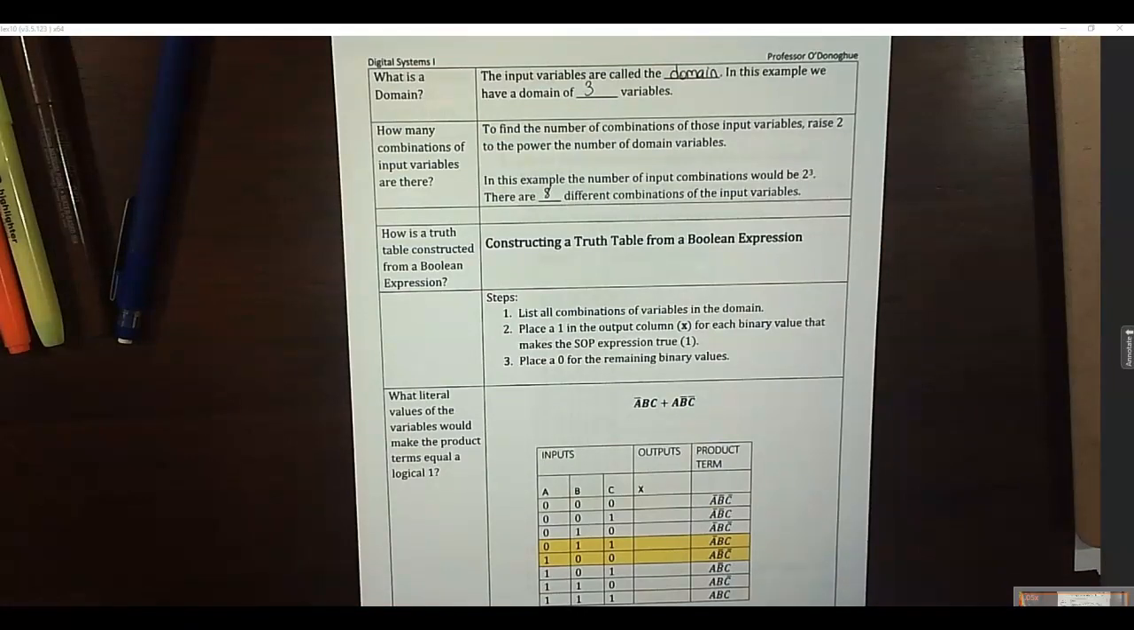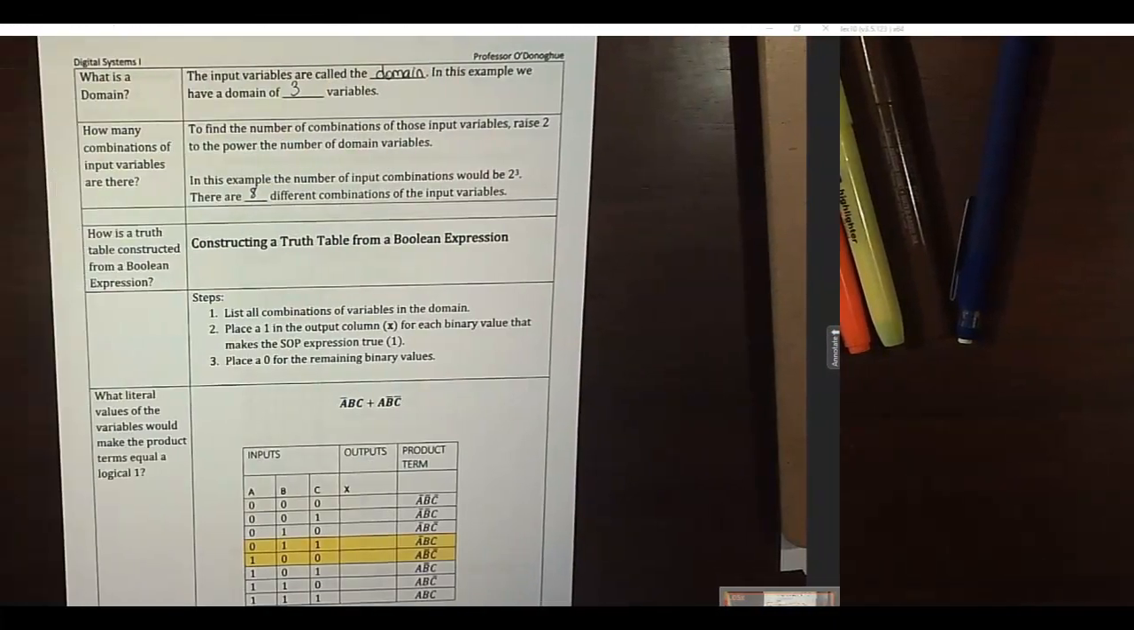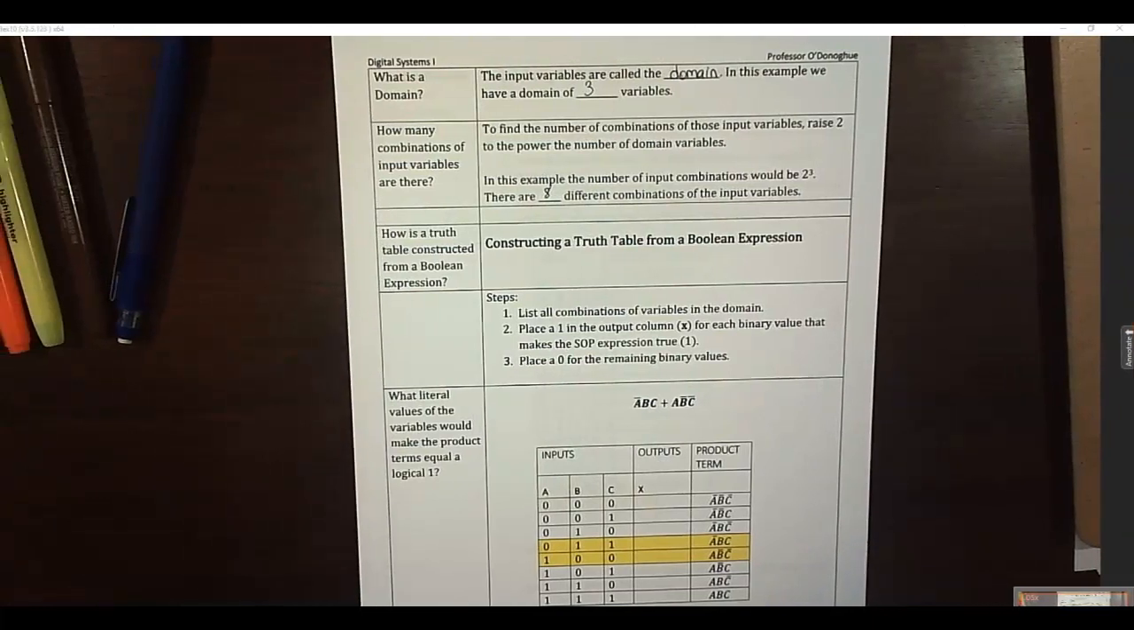So that is everything that you need to know about the truth table itself. How do you construct a truth table from a Boolean expression? So if you're given a Boolean expression, how do you construct a truth table? Well, there are 3 steps. One is to list all combinations of variables in the domain. So that's your truth table right here. So once again, in this situation, we have 3 variables, right? So we're going to have 8 combinations of variables. So we're going to have 8 rows.